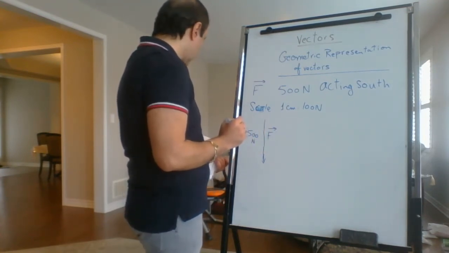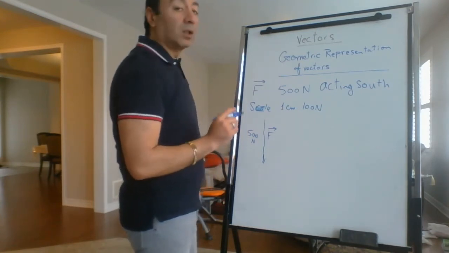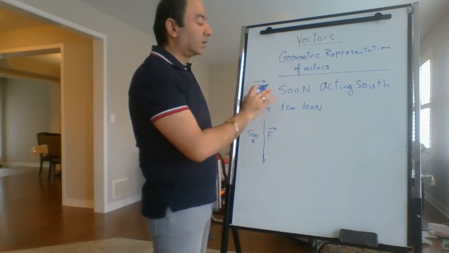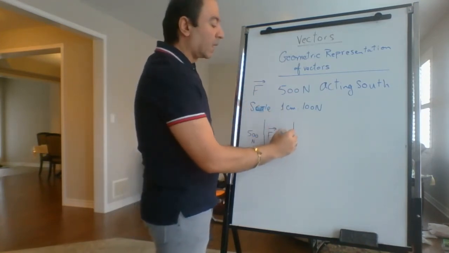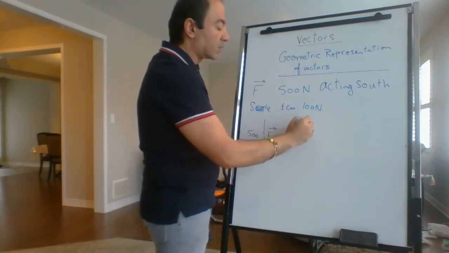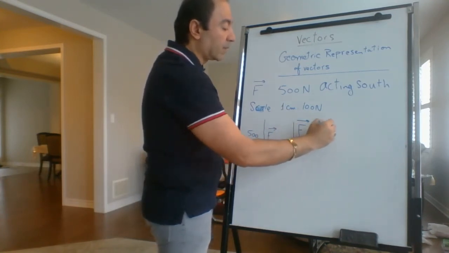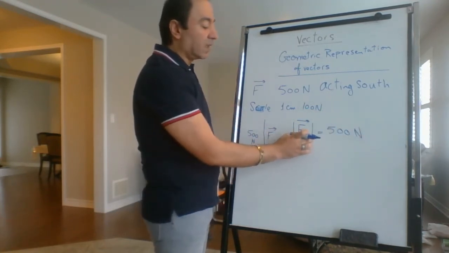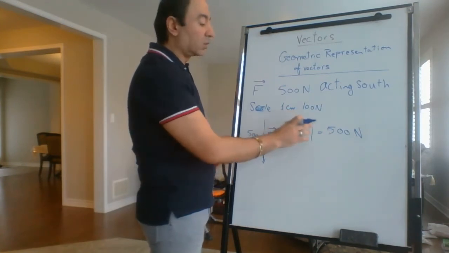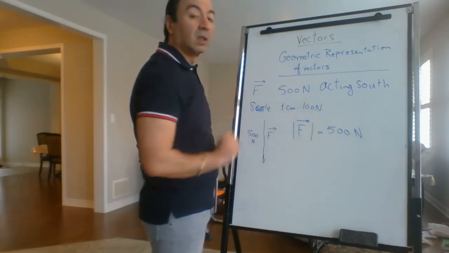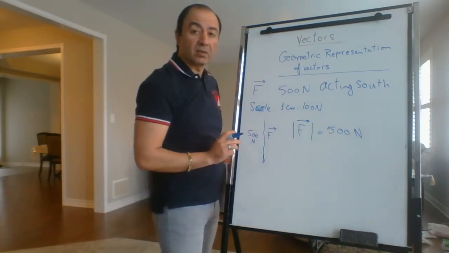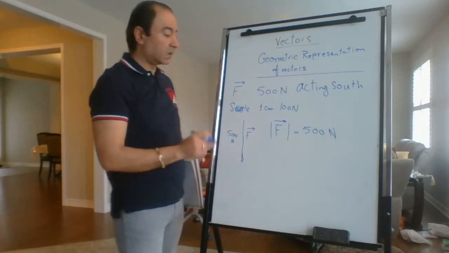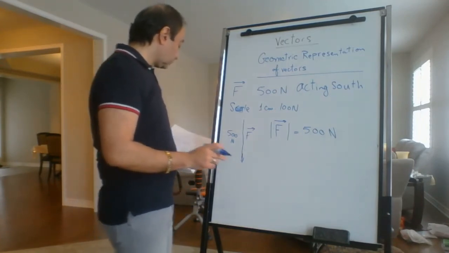Okay. If I want to say the magnitude of the force only, I put it between two vertical lines like this. So this is the magnitude of the force. The magnitude of the force here is 500 Newton, and I don't need direction. This is only the magnitude. So if I want to say the magnitude of this force, I put it between two vertical lines as you see here. Okay? That's better. Okay.